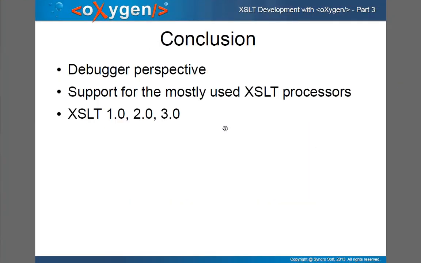So in order to find and fix problems in your style sheet, you need to use the debugger perspective. This helps you to visualize the context of the processor and see the parameters and the variables from the context. You can see the trace, and you can easily go back and find out from where an output is generated. oXygen offers support for the most used XSLT processors. Also, you can debug style sheets version 1.0, 2.0, or 3.0.